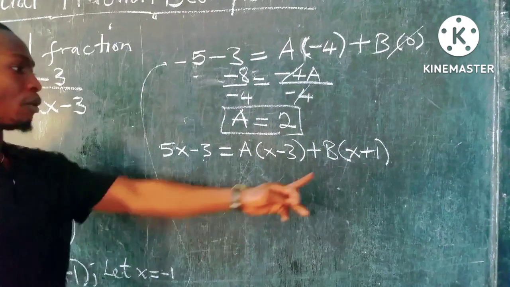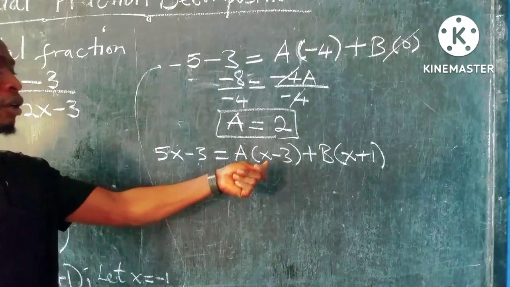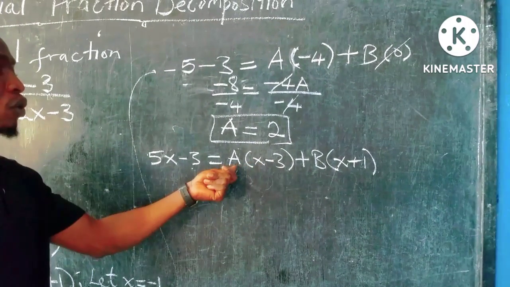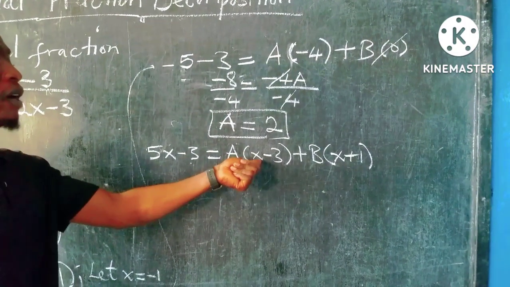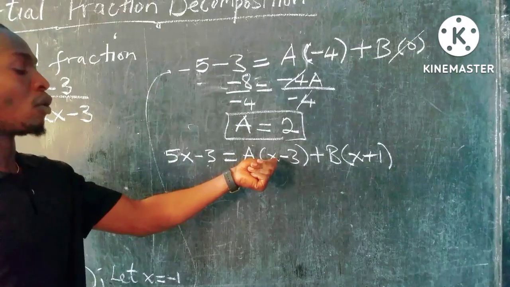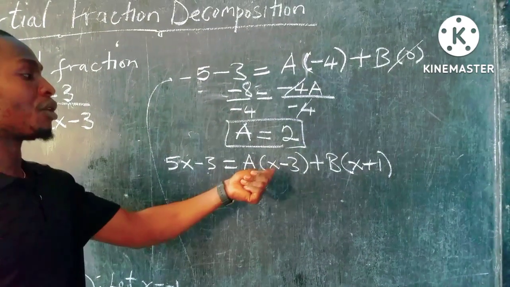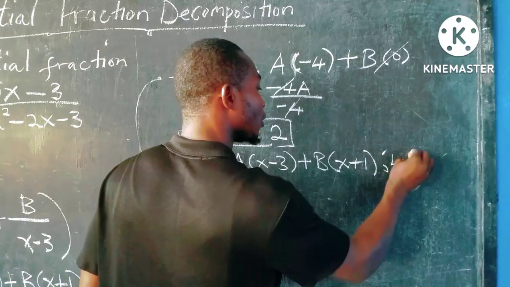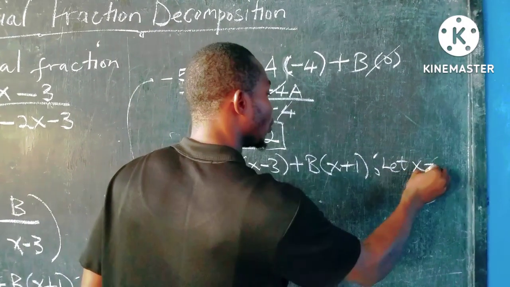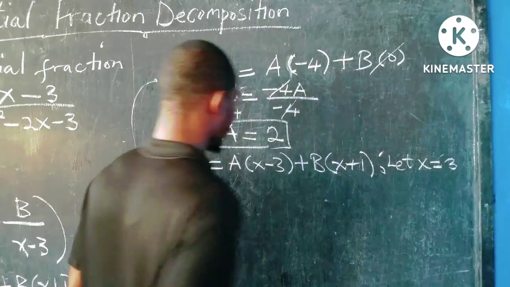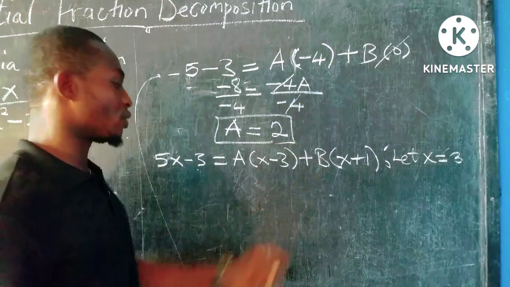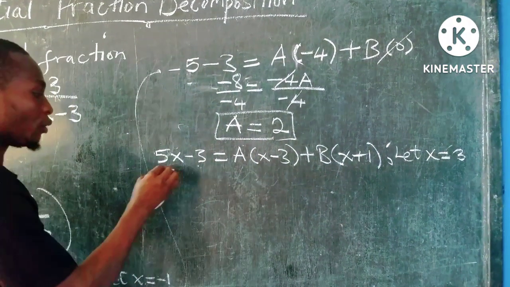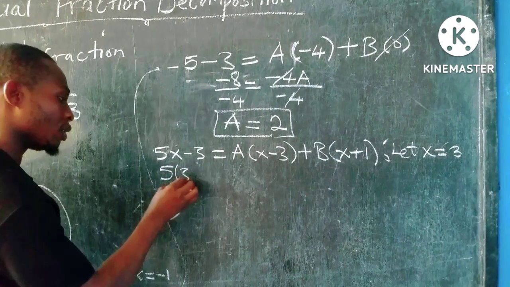Since we want to solve for B now, because we already have the value of A, we should let A be equal to 0. How? By finding the opposite of the minus 3 here. So how do we do that? We say let x be equal to positive 3, such that positive 3 minus 3 will give us 0. So anywhere we find x, we put a value of positive 3.